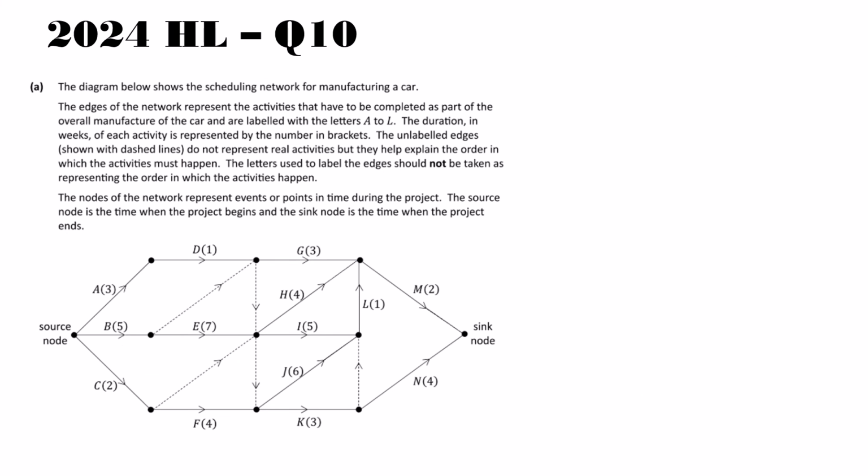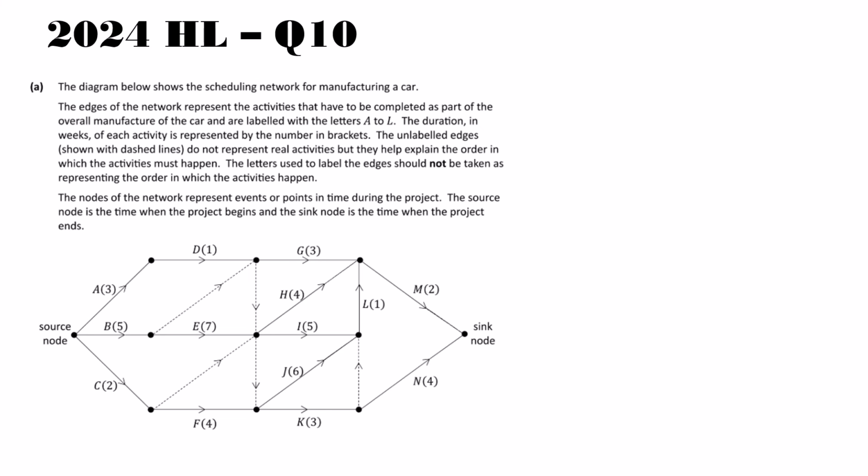This is question 10 from the 2024 higher level paper. A diagram below shows the scheduling network for manufacturing a car. The edges of the network represent the activities that have been completed as part of the overall manufacture of the car and are labeled with the letters A to L. The duration in weeks of each activity is represented by the number in brackets.